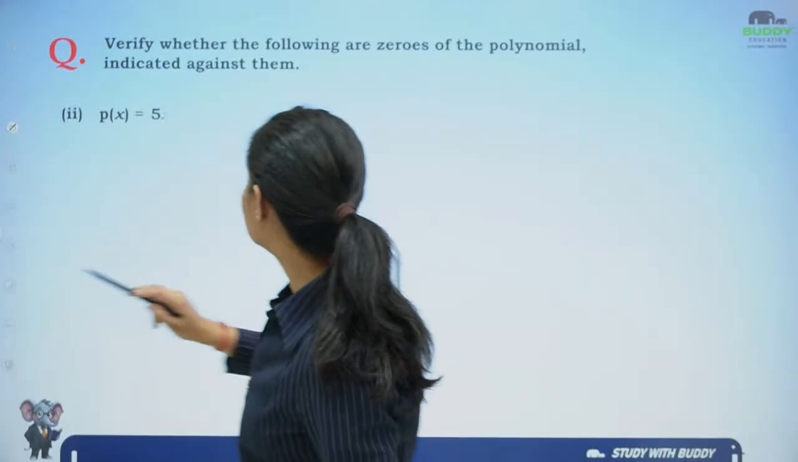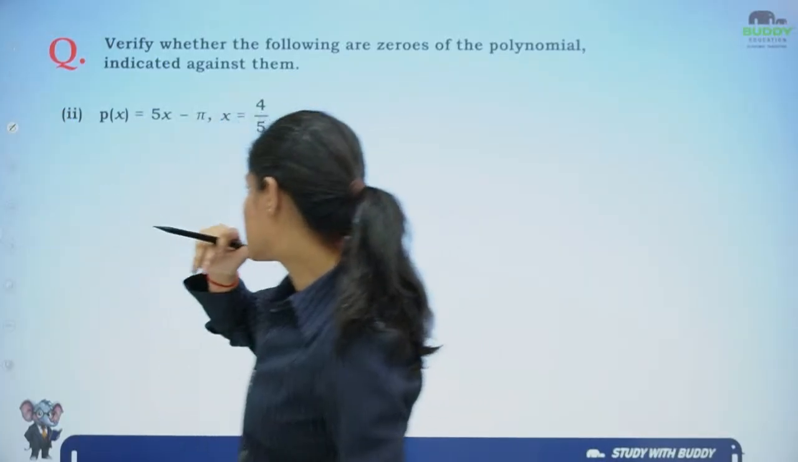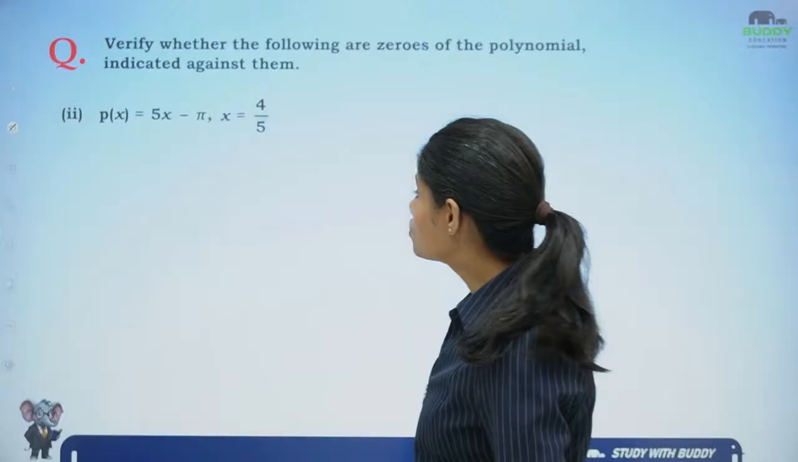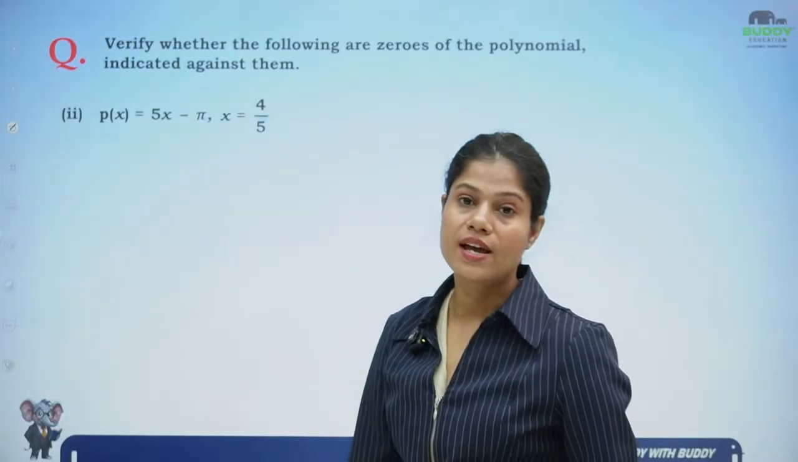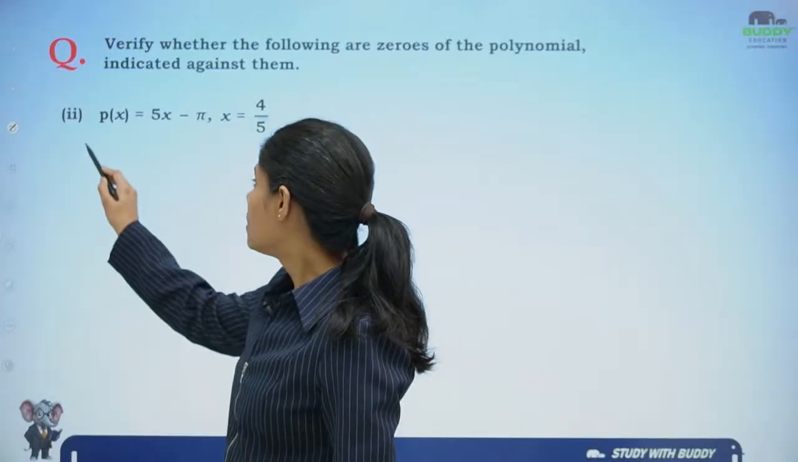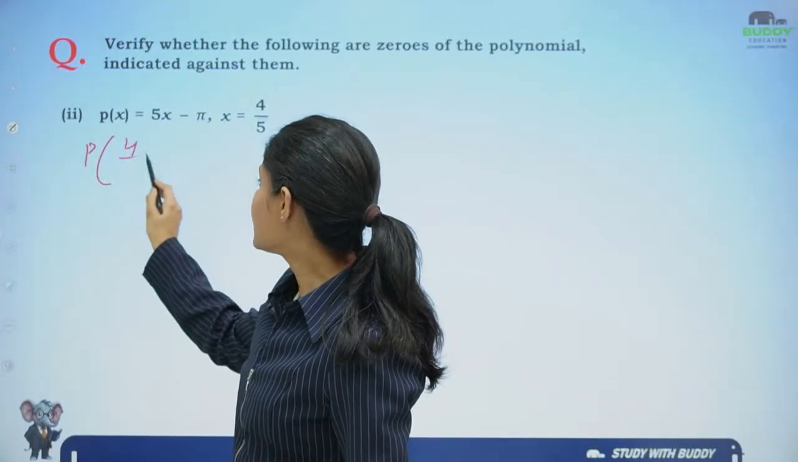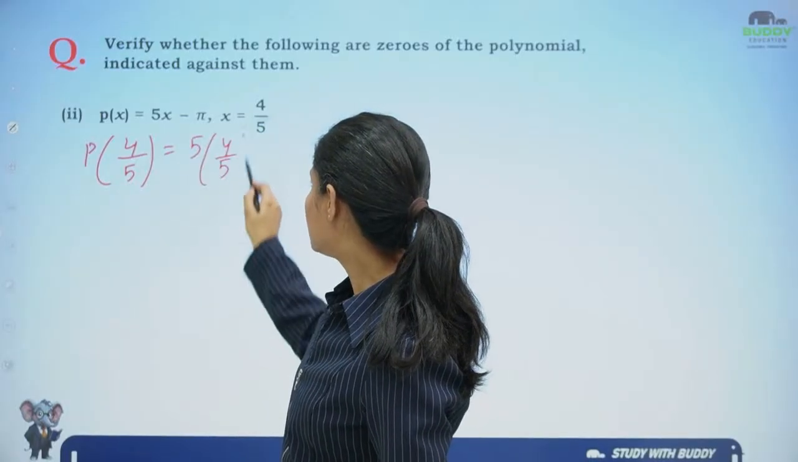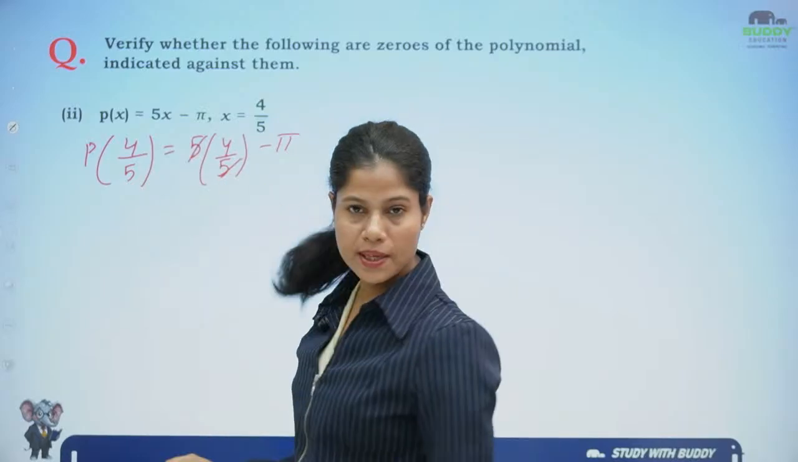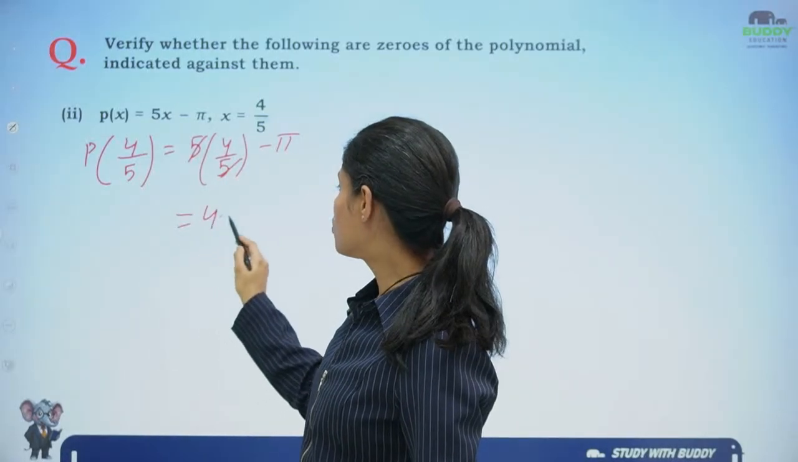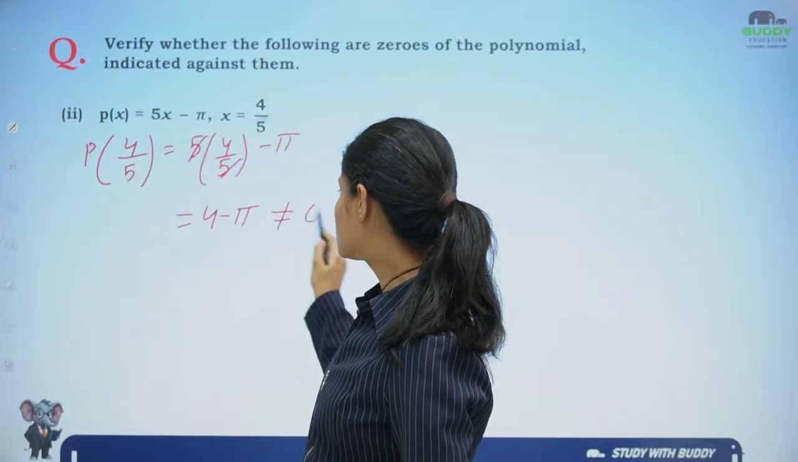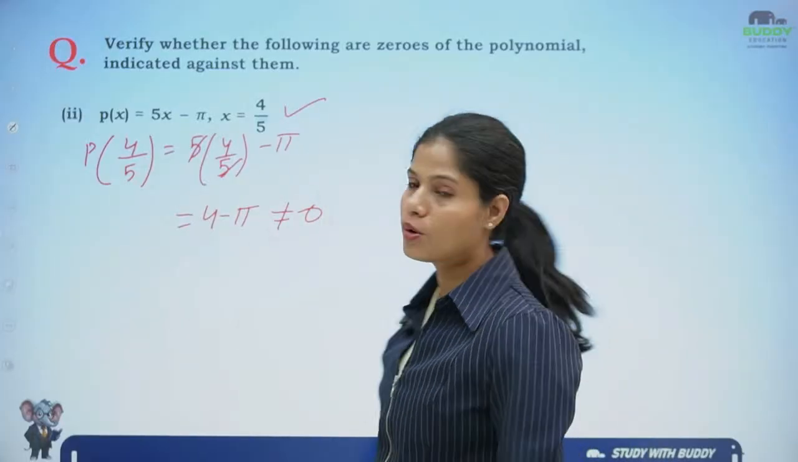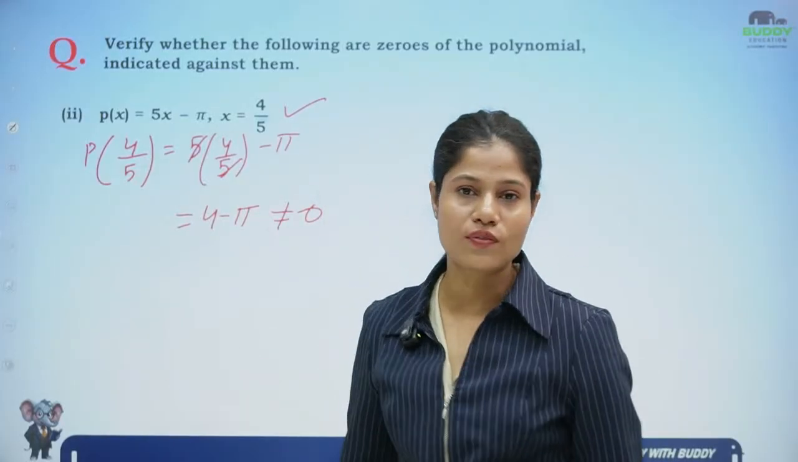Now let's do one more question. The question is p(x) is again a polynomial, 5x minus pi, and we have to check whether x equal to 4 by 5 is a 0 of this or not. So again we will replace x by 4 by 5, and then you'll get 5 times 4 by 5 minus pi. Again this 5 will cancel out, and what you're left with is 4 minus pi. Now this output is not equal to 0, so you can say that x equal to 4 by 5 is not the 0 of the given polynomial.